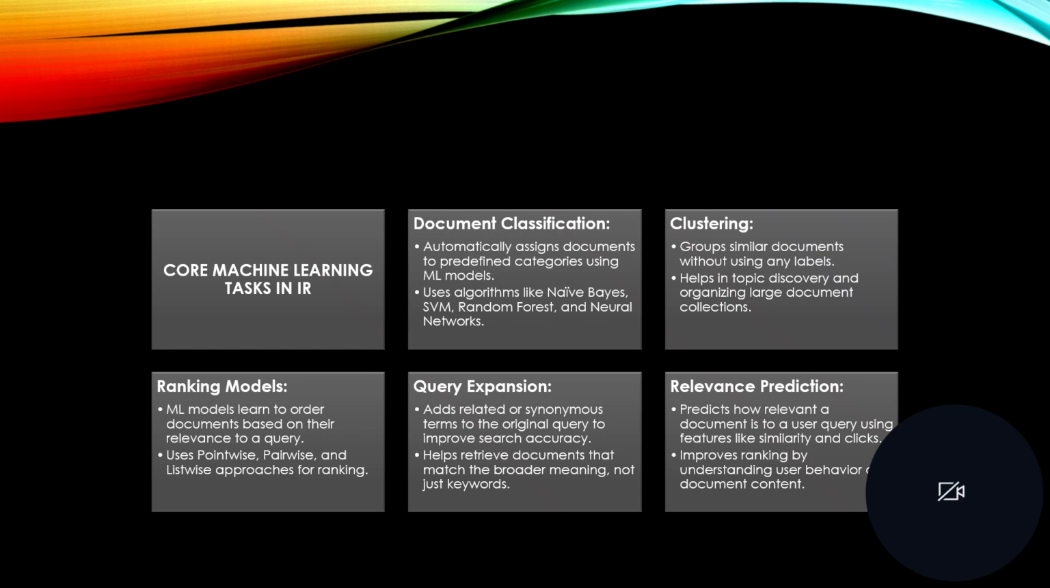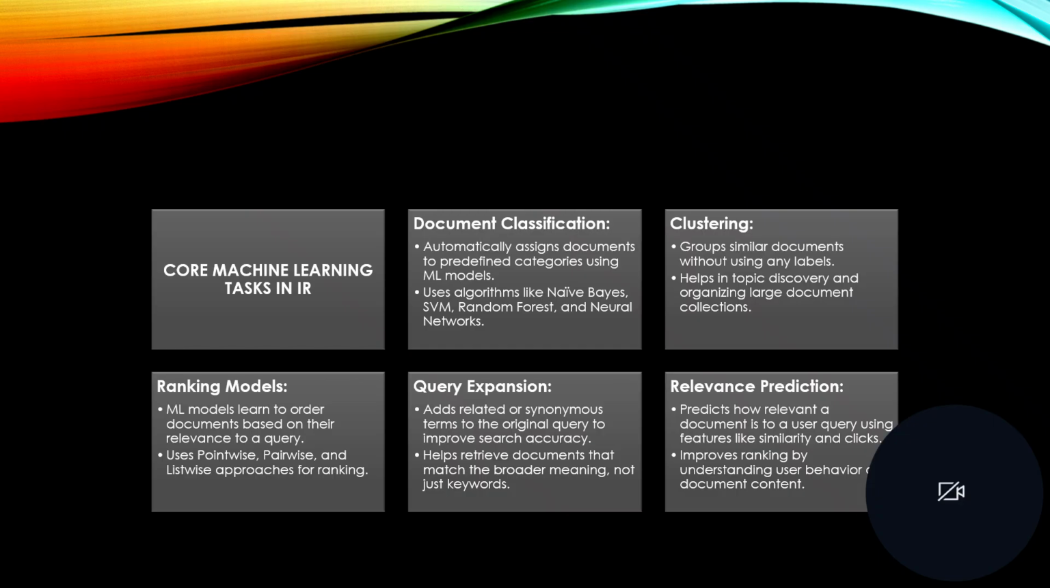Myself Sirisha, and I'm explaining the next slide. In this slide, we will look at the core machine learning tasks used in information retrieval. So information retrieval systems are designed to find the right information from huge collections of data. Machine learning enhances IR by helping it understand meaning, context, and user intent.